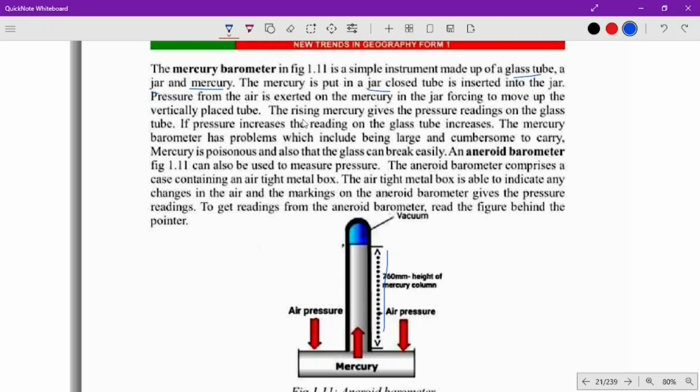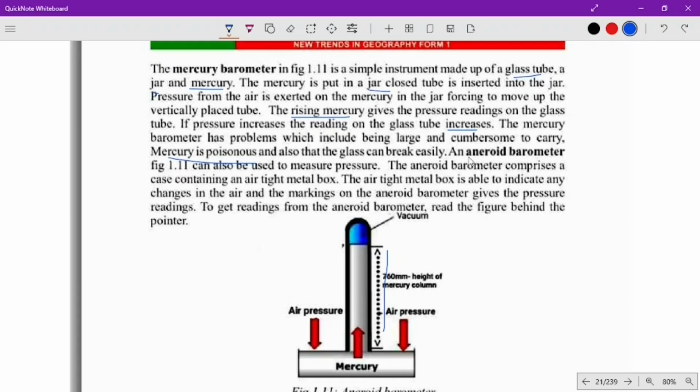So the rising mercury will give pressure readings on the glass tube. If pressure increases, the reading on the glass tube increases. The mercury barometer has problems which include being large and cumbersome. So it is a big machine. You cannot carry it around, and also mercury is poisonous and the glass can break easily.